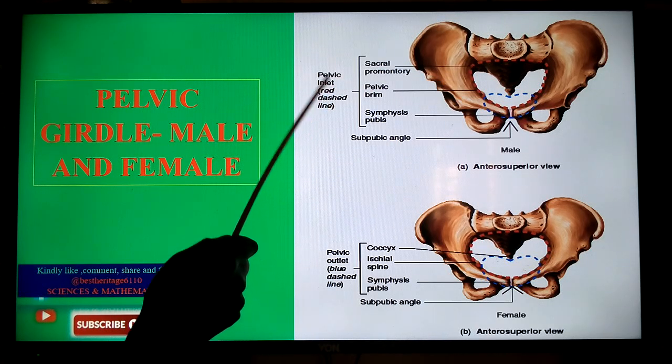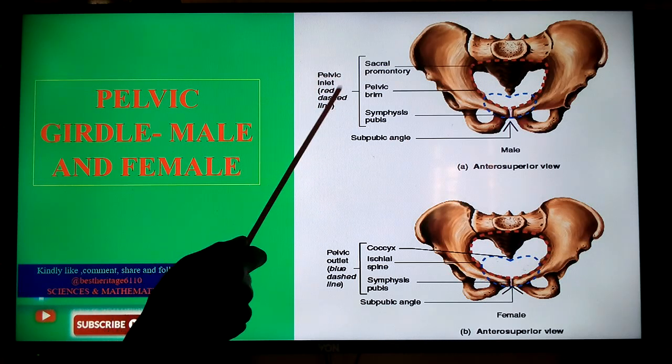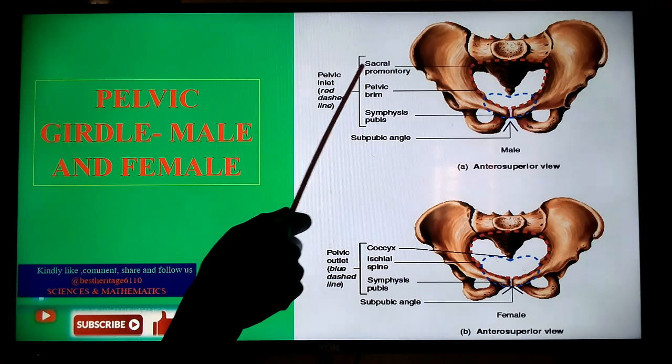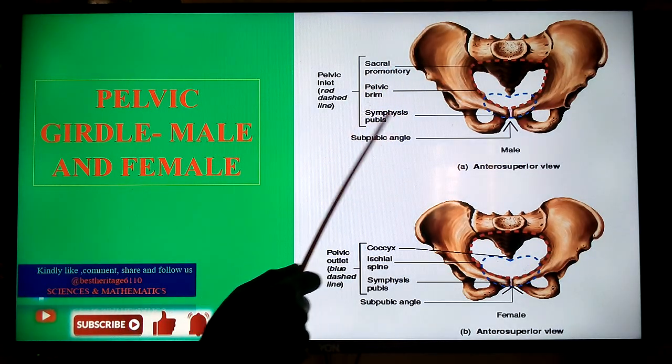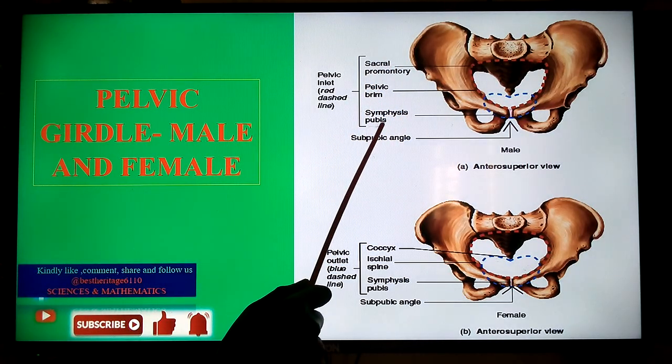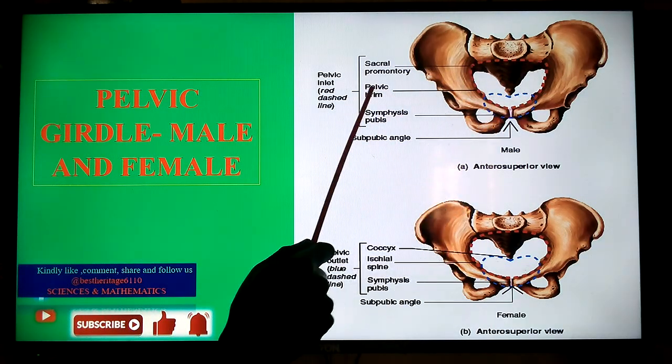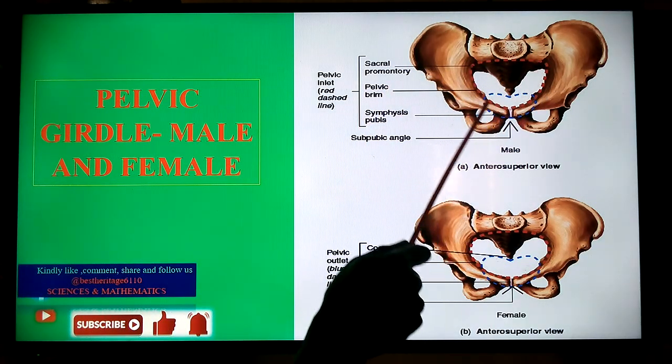And we're going to see that there's a difference also in what we refer to as the pelvic inlet. This pelvic inlet has been named as the red dashed line, consisting of these specific sections: the sacropromontory, the pelvic brim, and the symphysis pubis. As we can see, this brim has been labeled in red in this specific part.